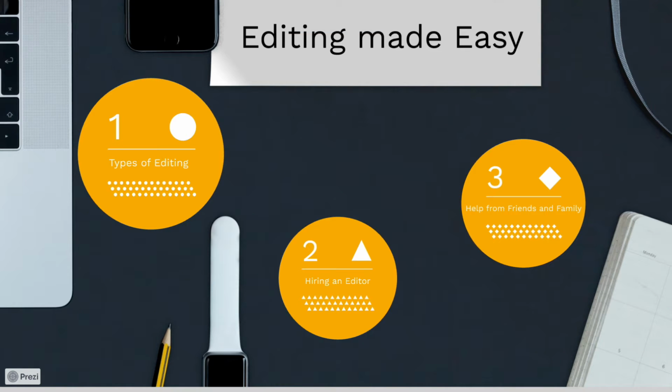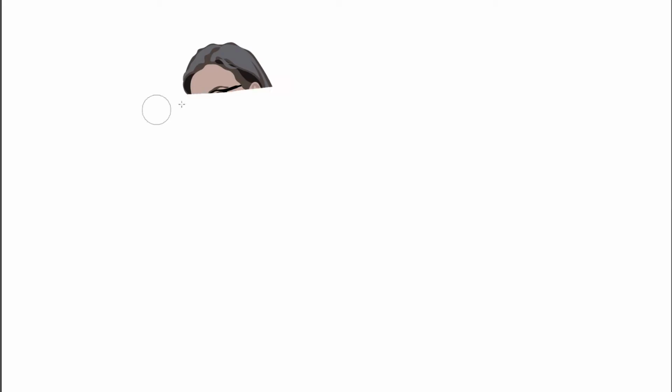Editing can feel pretty overwhelming, especially after you've put in all the hard work getting your book on paper. Let's simplify the editing process by working through some straightforward questions and checklists.